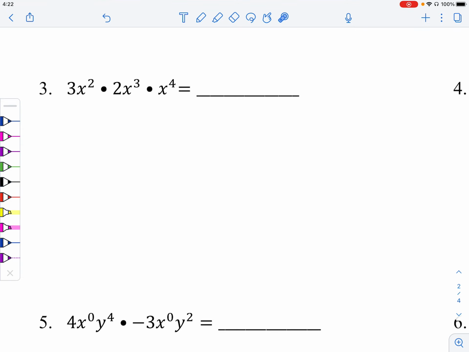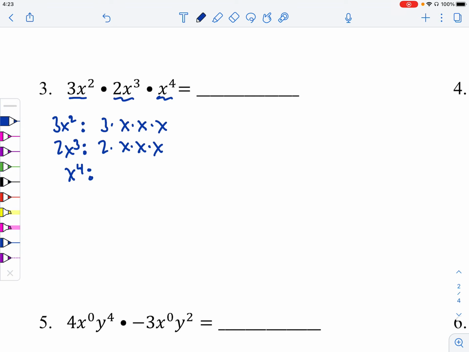All right, so first one, let's write it out. Let's do it this way. Okay, so 3x squared, well, we have 3 times x times x. Then we've got 2x cubed, so that's 2, and we have 3 x's, just like when we did GCF. Then x to the 4th, we have 4 x's together.